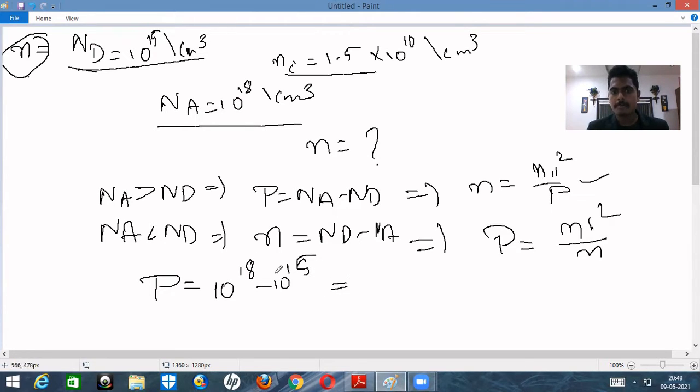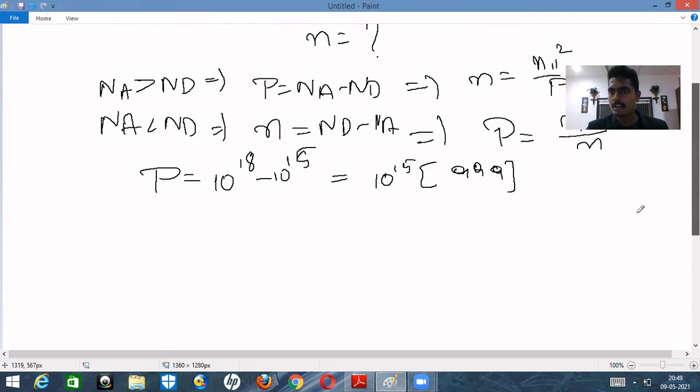So that is equal to 10 power 15 common. Taking 10 power 15 common, automatically here 10 cube comes. 1000 minus 1 is 999. So the value of p is equal to 999 into 10 power 15 simply.